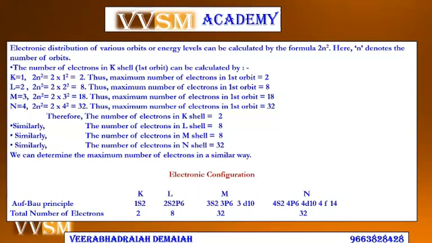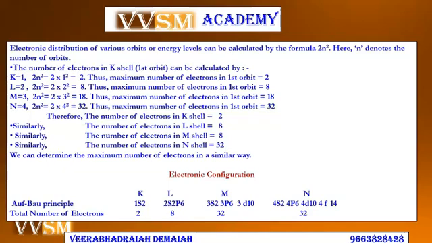Suppose in the next principal orbital, the next higher energy level, L, n is equal to 2. Similarly, using the same formula 2n square and substituting the value of n, the maximum number of electrons in the orbit is 8.